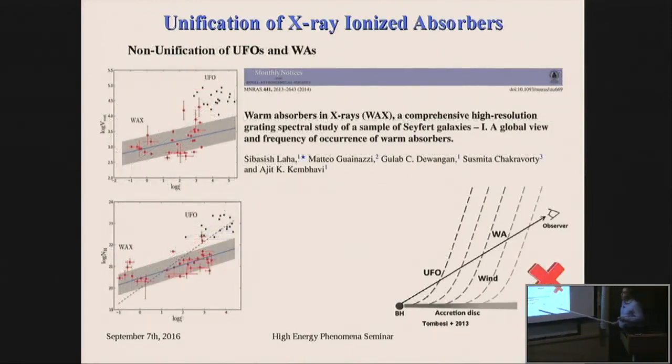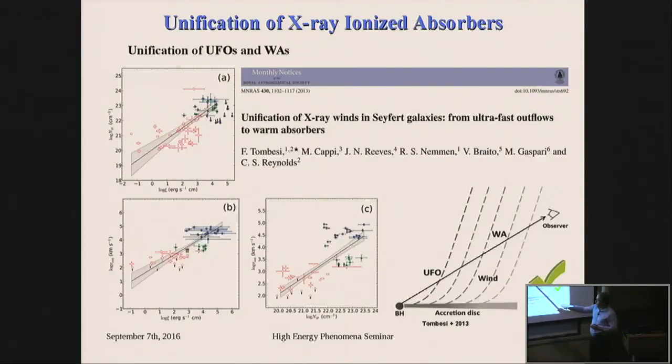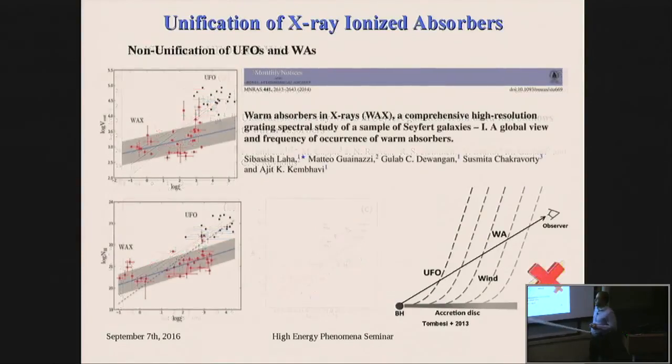However, there is another study. In Tombesi, they studied around 35 Seyfert 1 galaxies. Here they studied around 26 Seyfert 1 galaxies, and some of the sample is the same as the Tombesi sample. But here they use a spectral energy distribution for photoionization modeling, and they found that the correlation between ionization parameter and column density for ultra-fast outflow and warm absorber are not consistent with each other.